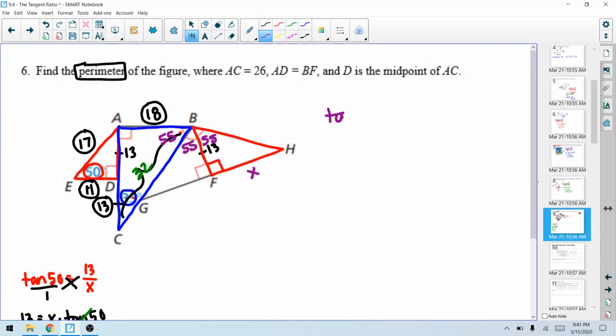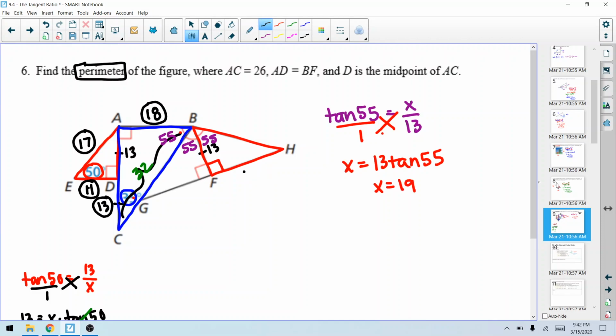So tangent of 55 equals x over 13. And then over 1, cross multiply. X equals 13 times the tangent of 55. And then calculator, 13 times the tangent of 55, 18.5, so 19. So I'm going to come back here. I'm going to put 19. I'm going to circle that.